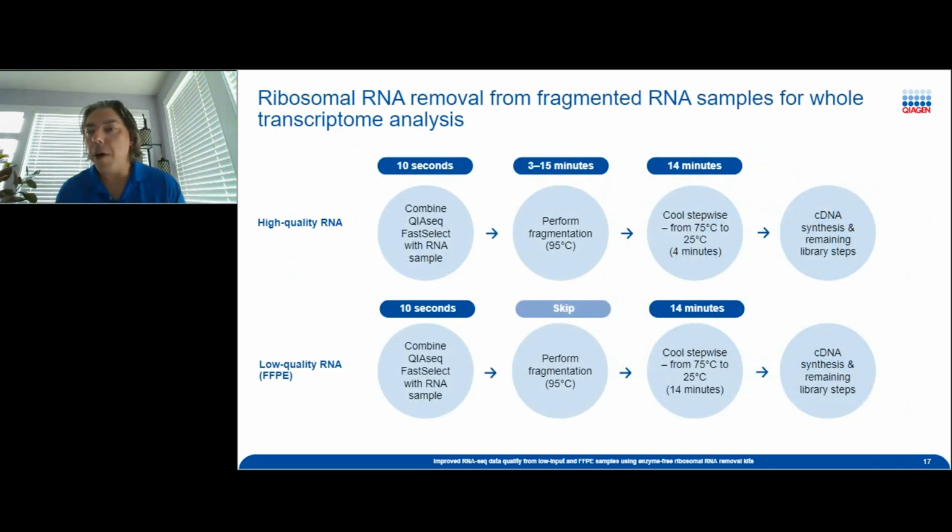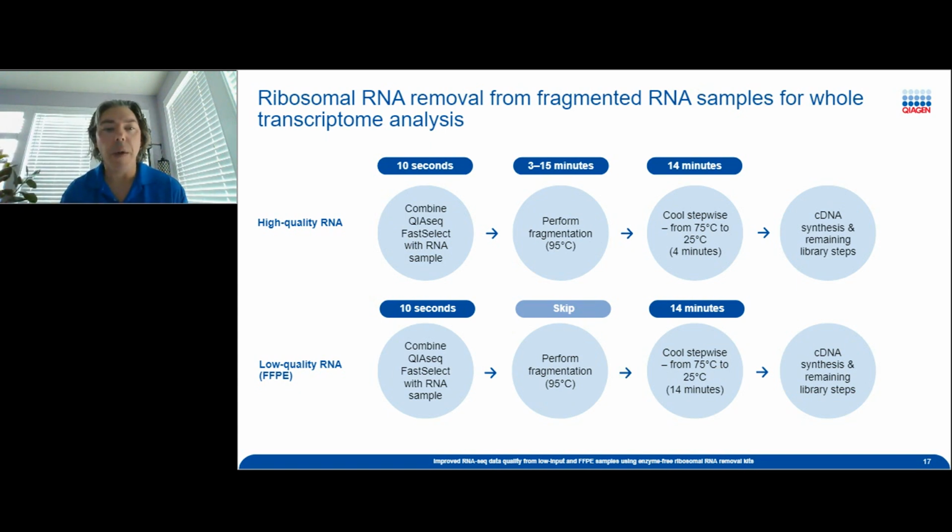When we're thinking about the RNA inputs that we have, there's really no change to our protocol, whether we're using high-quality RNA or low-quality RNA. So the only difference is around the fragmentation step. In the case of high-quality RNA, we combine FastSelect with our sample. It takes about 1 pipette step, about 10 seconds.